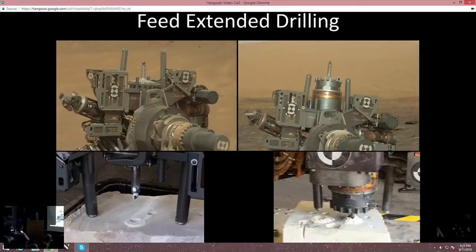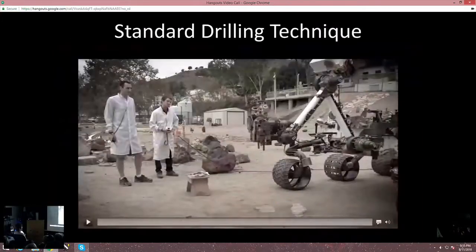So now we as engineers had to figure out, without this mechanism, five years into our mission, how to completely redesign how we drill on Mars. The technique we came up with we call feed extended drilling, where we're not using these stabilizers at all anymore and are using the entire robotic arm to push the drill into rocks and pull it back out after drilling, instead of using the feed mechanism as intended. I have a couple of videos here to show you what those two techniques look like.